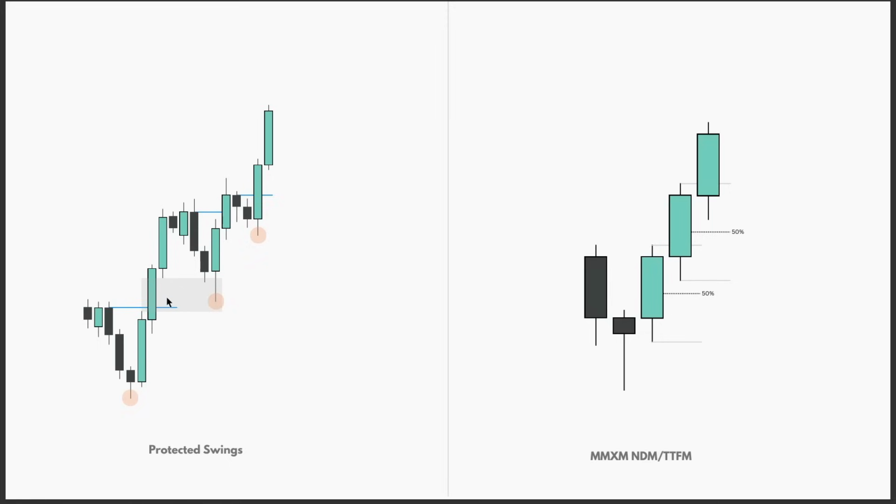We retrace into a fair value gap. Then again we close above the down-close candles. Now this area is a protected swing because the price has fulfilled its duty and tapped into a level. Now the price will expand away from that. Now we have again tapped into that order block. Now close above here. Now this low is a protected swing.